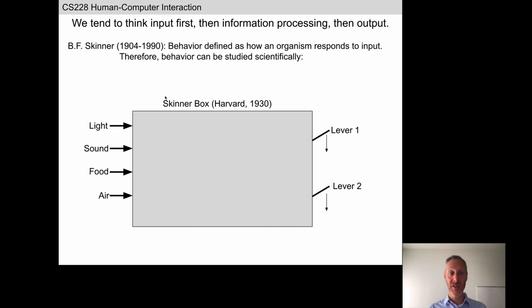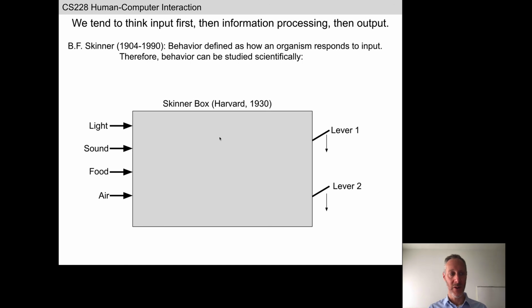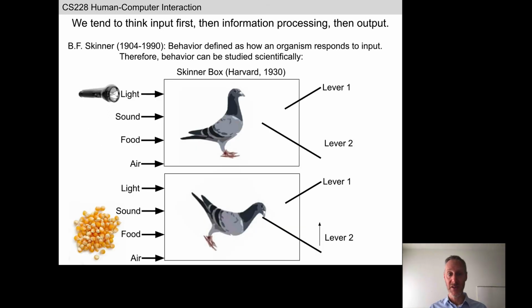So B.F. Skinner was a psychologist who in the 1930s said, why don't we try and simplify the environment of an animal so we can restrict the kinds of inputs that animal receives and restrict the kinds of outputs they can produce. And based on what we observe of the relationship between input and output, we can deduce something about the behavior or behavioral capabilities of that animal. Okay, some of you may have seen a Skinner box before. This is sort of an idea that's entered into popular culture.